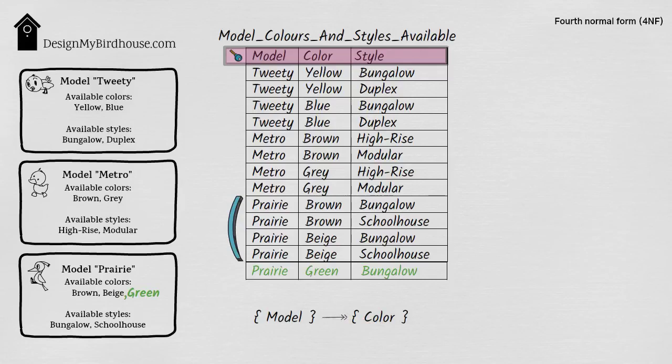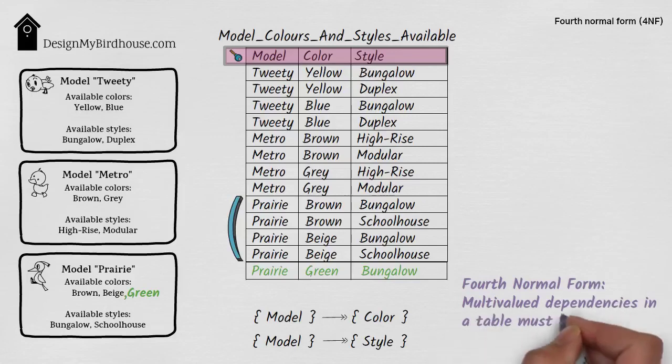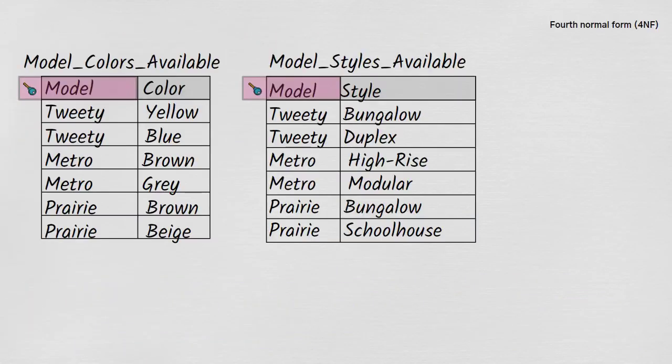And it's equally true that each model has a specific set of available styles. What fourth normal form says is that the only kinds of multi-valued dependency we're allowed to have in a table are multi-valued dependencies on the key. Model is not the key, so the table model colors and styles available is not in fourth normal form. As always, the fix is to split things out into multiple tables. Now, if designmybirdhouse.com expands the range of Prairie model colors to include green, we simply add a row to the model colors available table. And no anomalies are possible.